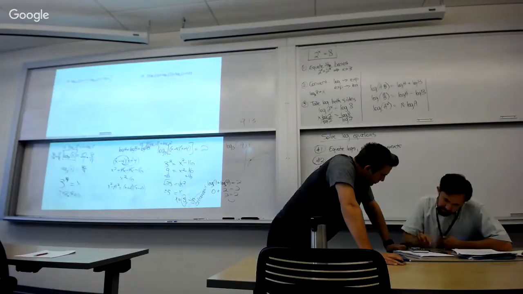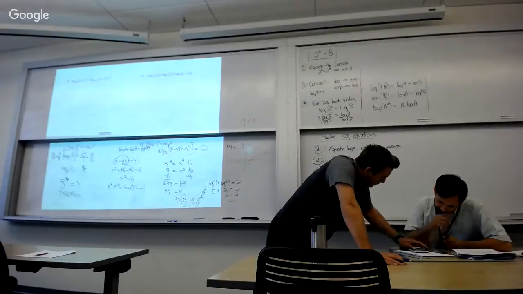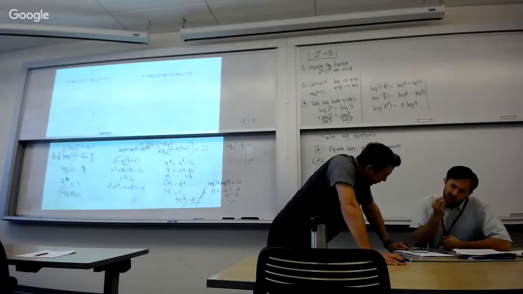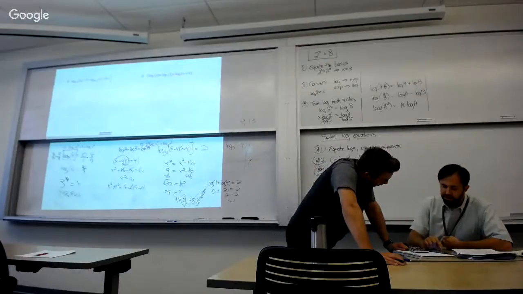How do we go back? Oh, ln of a is equal to 2. It's not that a is equal to 2. ln of a is equal to 2. Now that makes sense. We do have to take that whole expression and expand it.